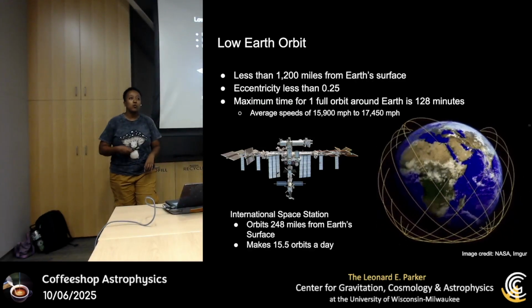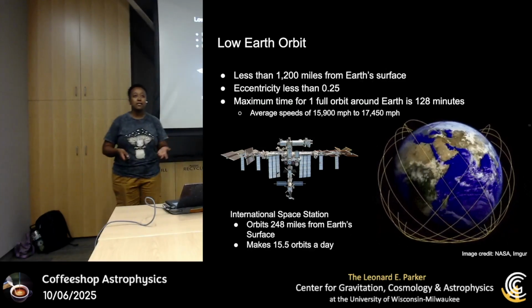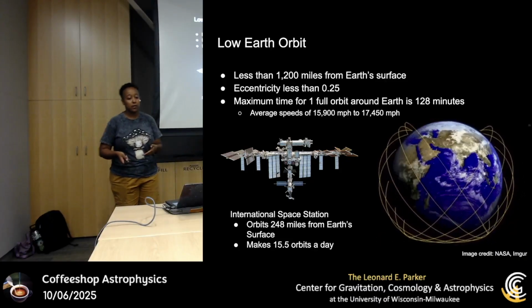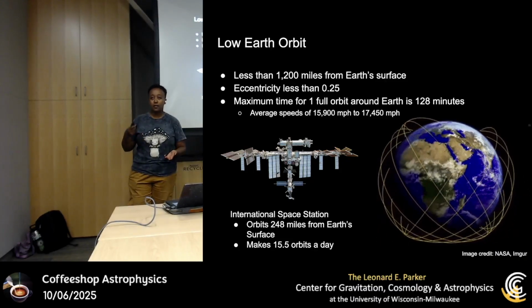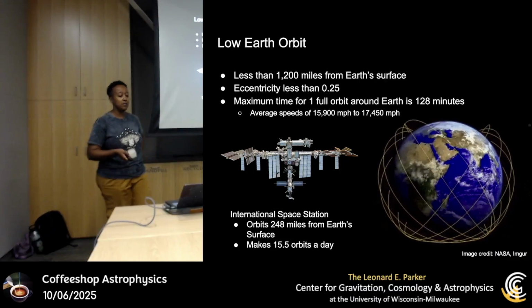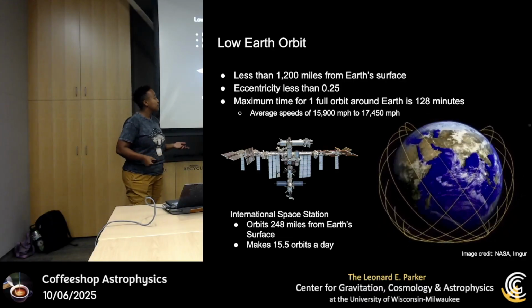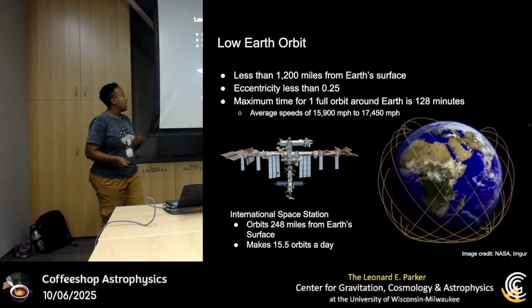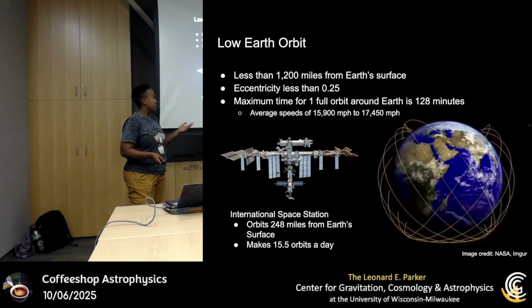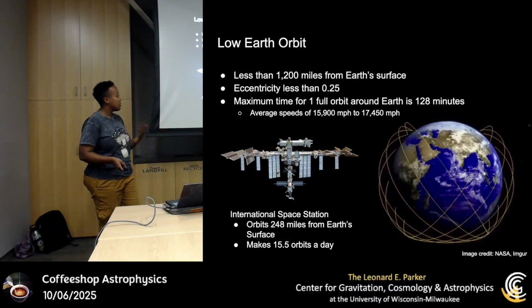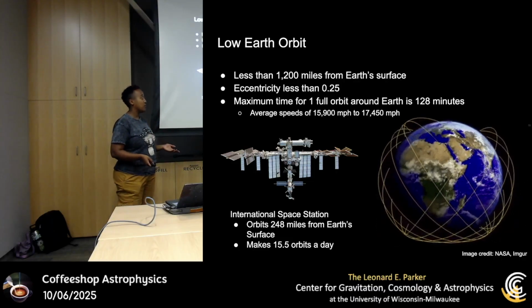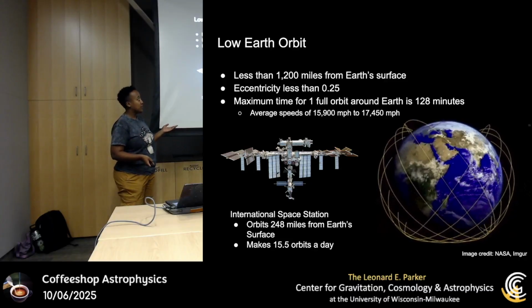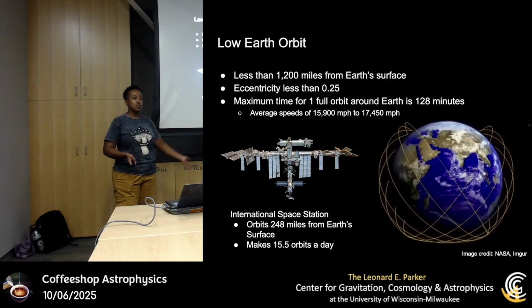Their maximum orbit time is about 128 minutes, which means they travel at speeds of roughly 15,000 to 18,000 miles per hour. For example, the International Space Station is in low Earth orbit. It's about 248 miles from Earth's surface, and it makes about 15 and a half orbits a day. There's also a website you can look at to see if the International Space Station is traveling over you.